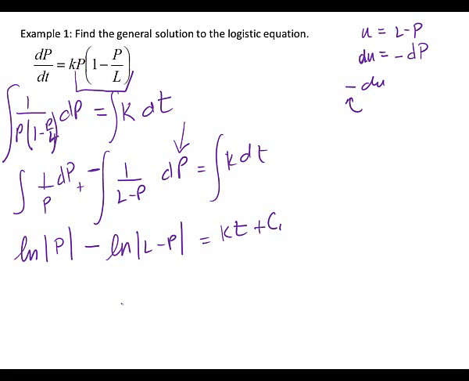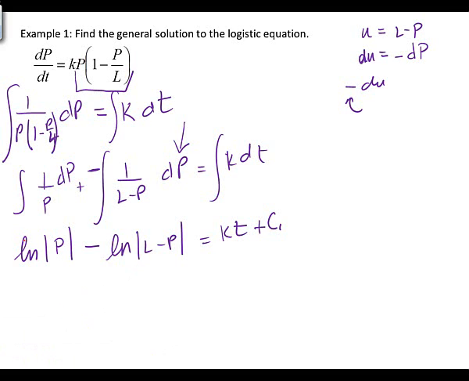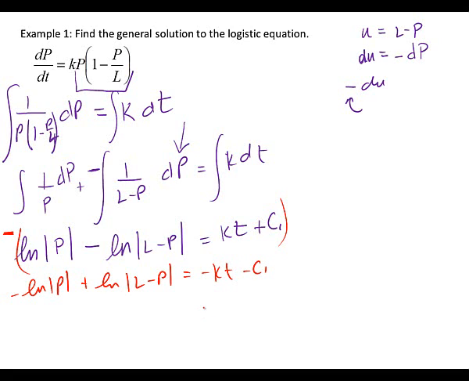All right, let's see what we can do to clean this up a little bit. Okay, I'm going to do something here on this next step because I know what the function needs to turn out to look like in the end. So I'm kind of playing that game right now. I'm going to distribute, and there's no necessary rhyme or reason for this, but it's to get things in the right order. I'm going to distribute a negative through this. Okay, so that would end up making it negative natural log absolute value of P plus the natural log absolute value of L minus P, and it's going through the whole thing. Negative KT and negative C sub 1, which is still just C, isn't it?